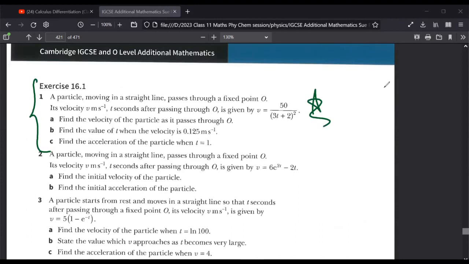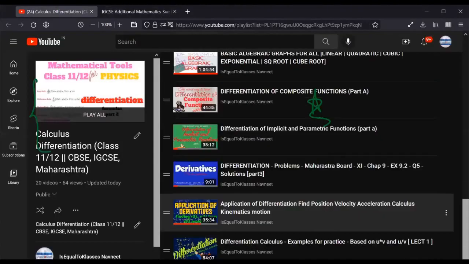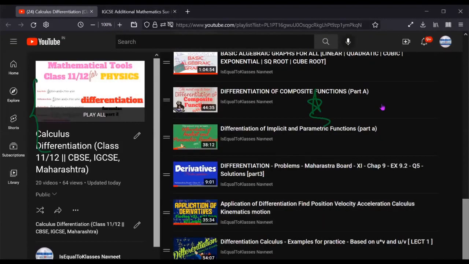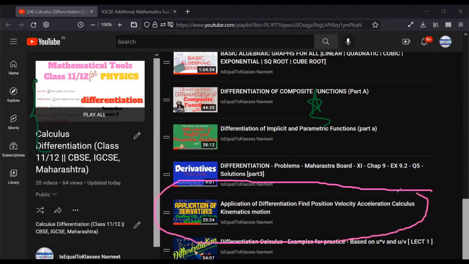And as a homework, finally what you are driving at is how does all this differentiation help you in solving physics questions. This is the lecture that you will have to see. Can you see this lecture? I will send you the link. Okay. So, application of differentiation, find position, velocity, acceleration using calculus. Are we clear? Yeah.